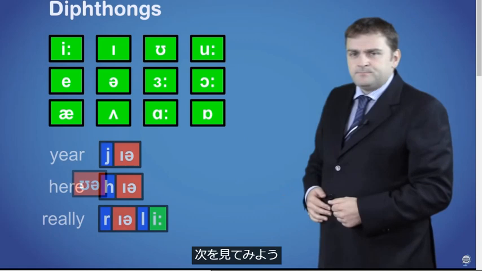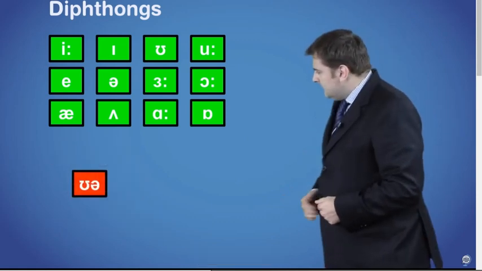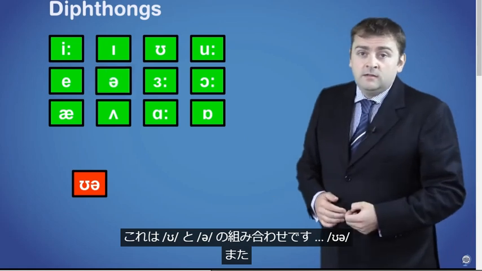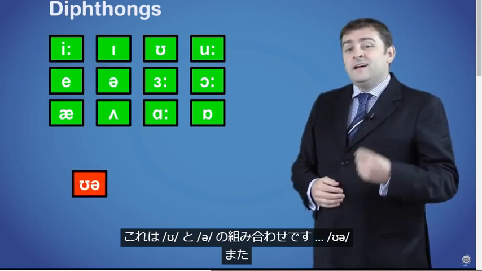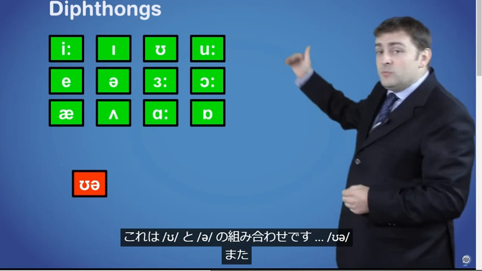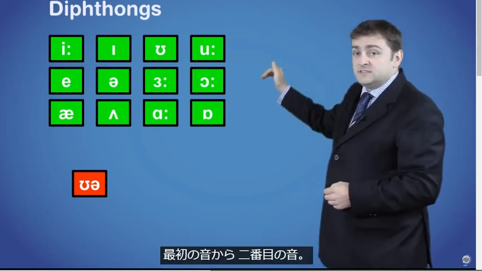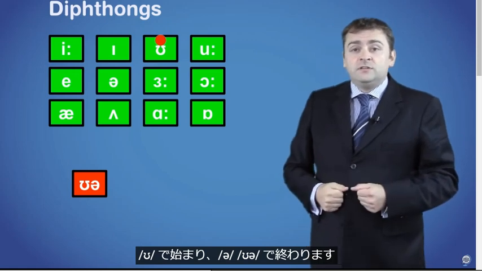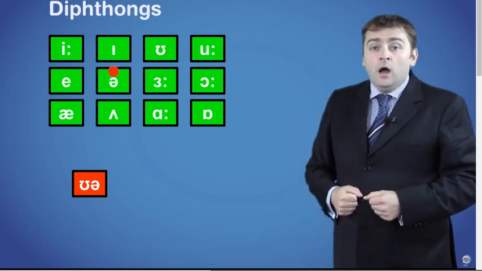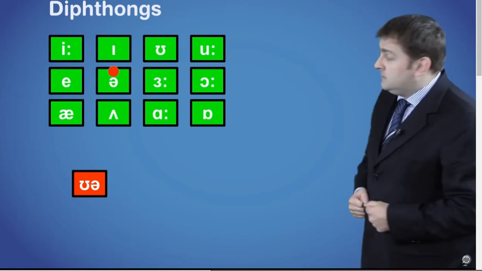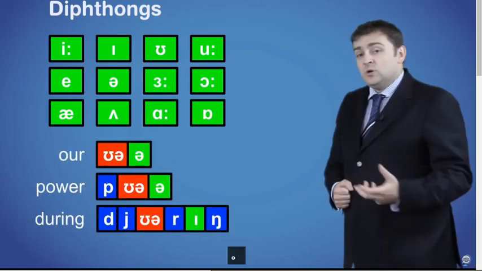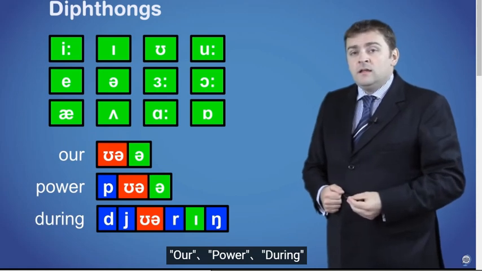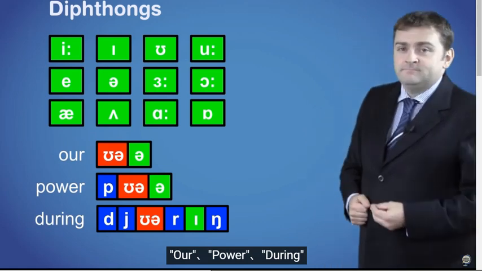Let's look at the next one. This is a combination of U and Ua. Again, your mouth should open a little as you go from the first sound to the second sound, starting on the U and finishing on the Ua. As in the words hour, power, and during.